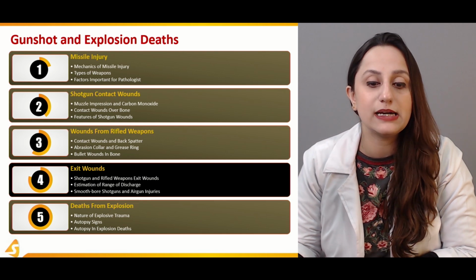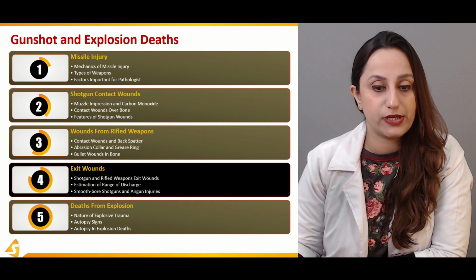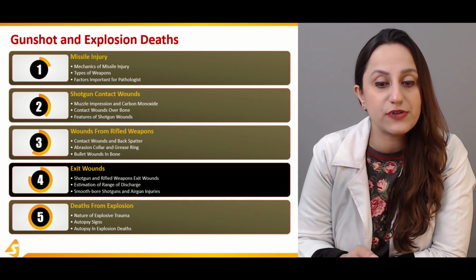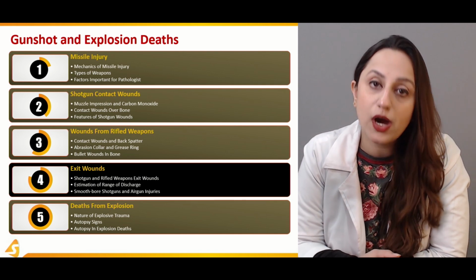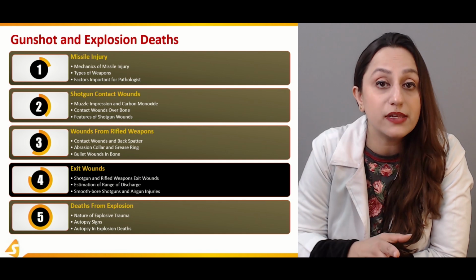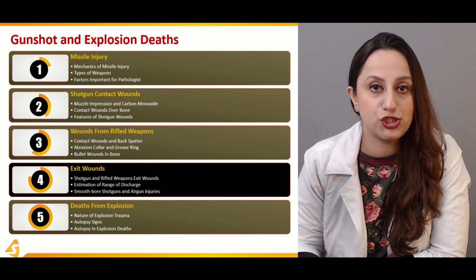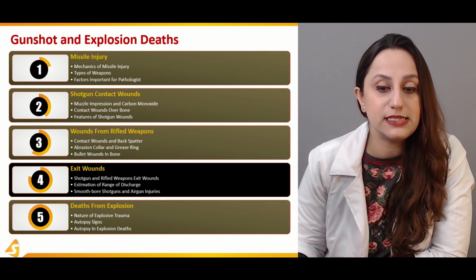Basically, the shotgun and rifled weapons and the exit wounds are discussed here. What is the main difference between these kinds of weapons? The estimation of the range of discharge is discussed in this section, and how smooth bore shotguns are differentiated from air gun injuries. All of these are discussed here in detail.